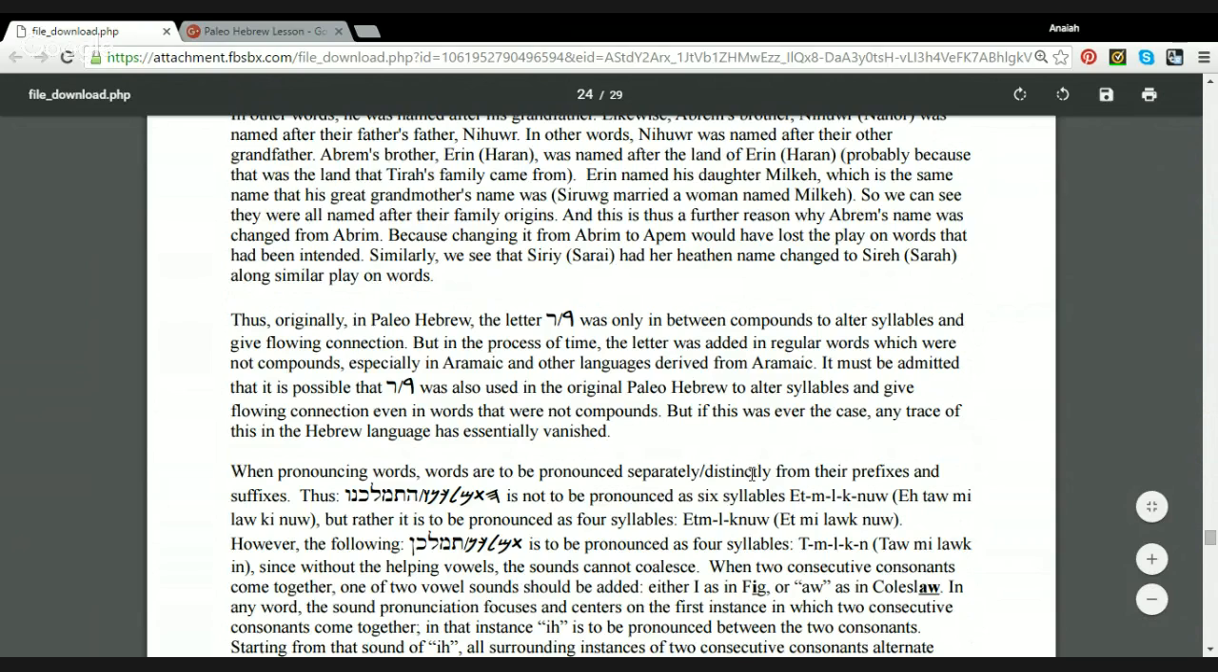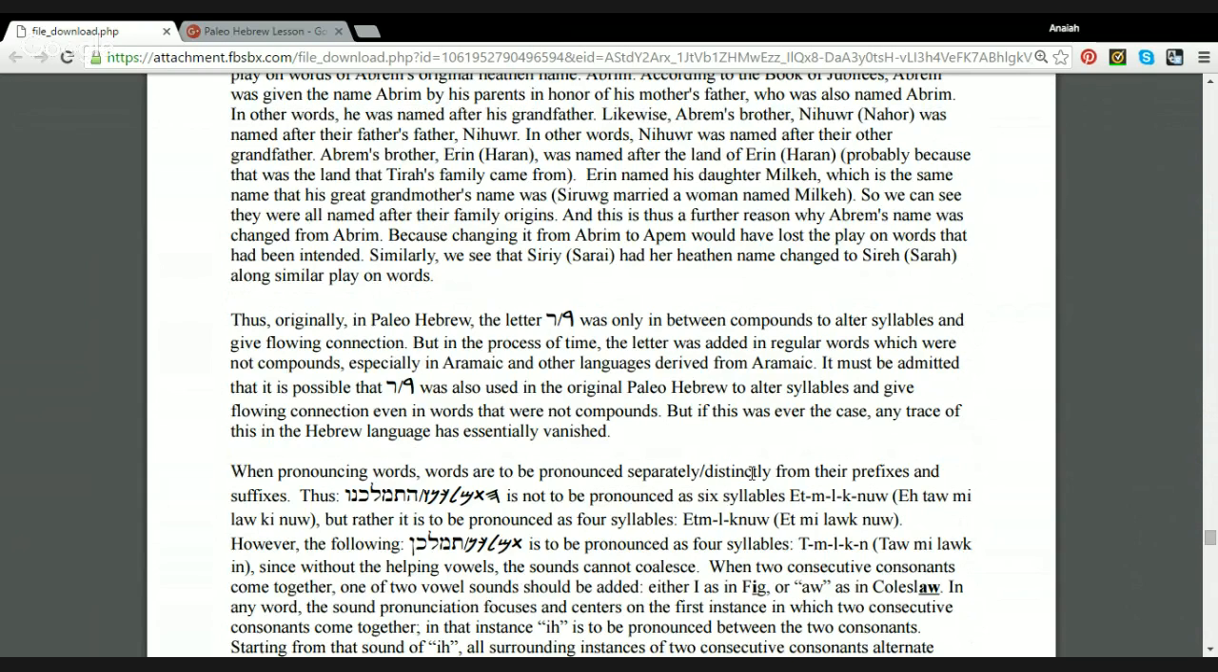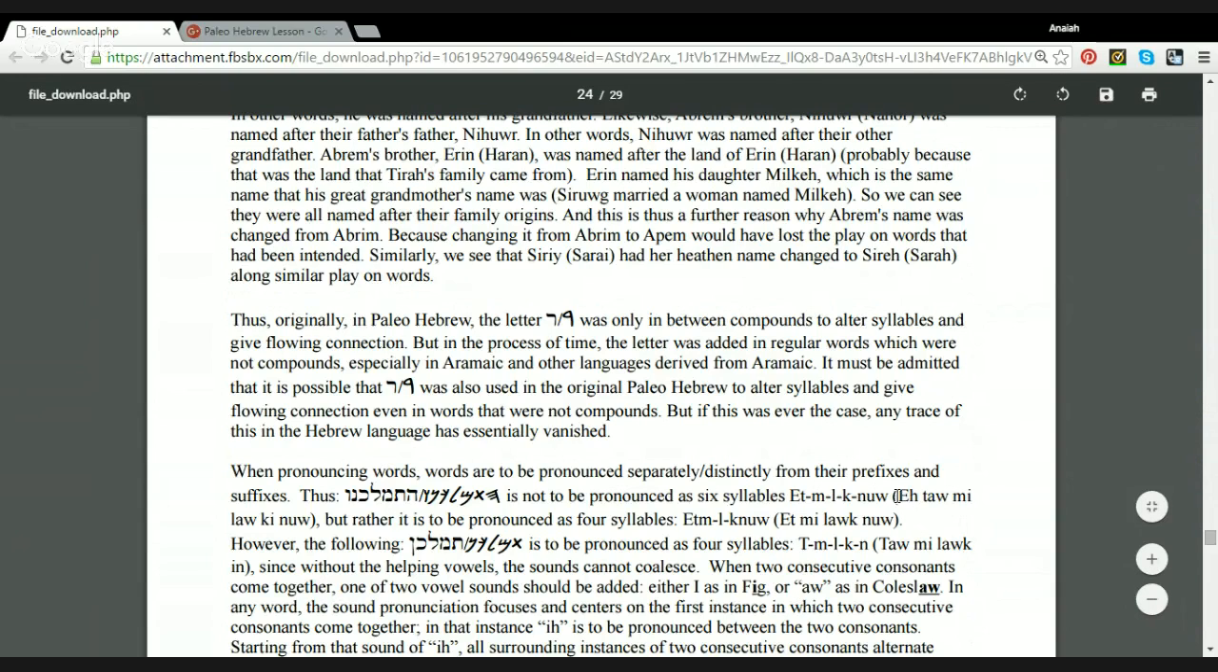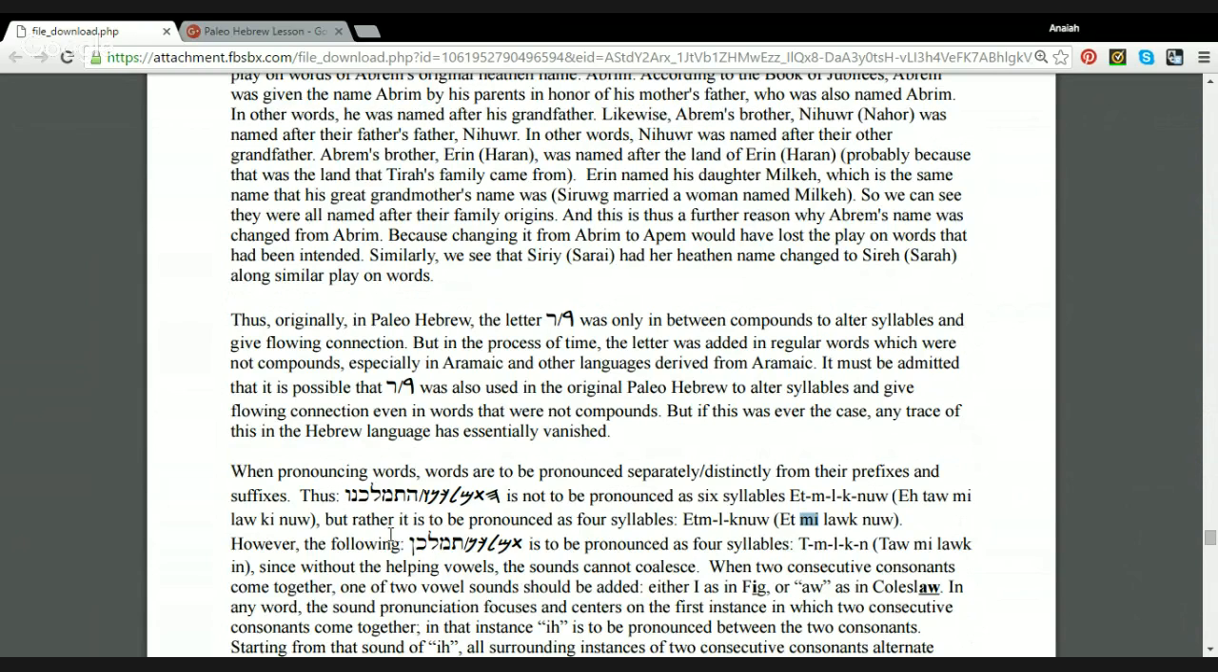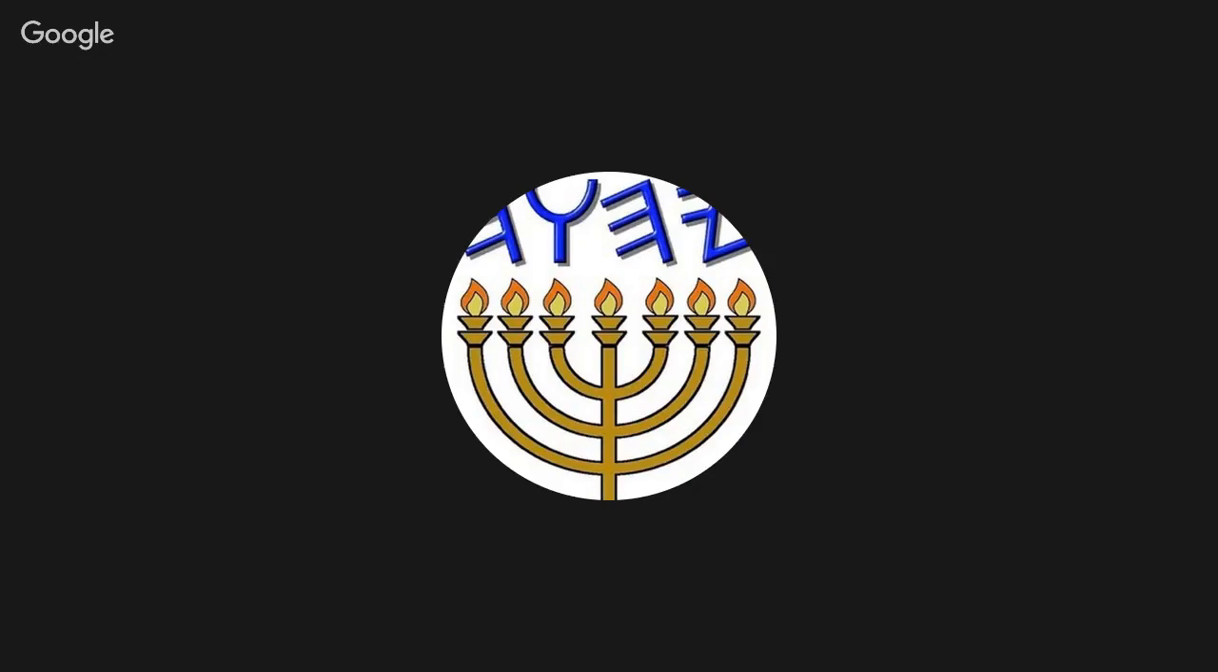Kind of like what you were talking about before, how they say the la shahwa hamyahwa thing. In the same way that it doesn't make sense to say everything with the ah sound, it doesn't make sense to give everything a sound in between. So saying etamilakanu doesn't make sense. It doesn't sound natural. Instead, pronounce it as 4 syllables. Etmilaknu.